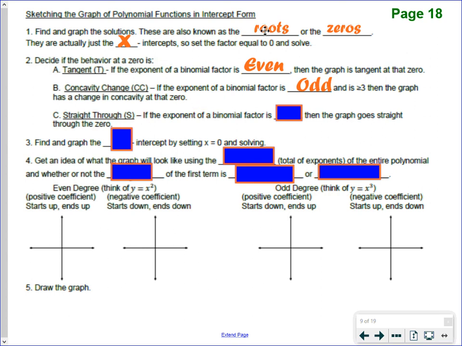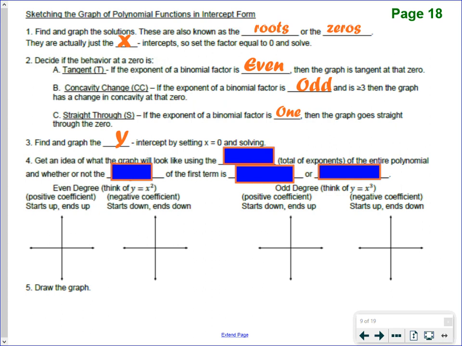And finally, if the exponent of the factor is 1, then the graph goes just straight through that zero. So once we have our x-intercepts, we know how the polynomial function will react at those x-intercepts. We're going to find and graph the y-intercept next by setting all the x's in the function equal to 0.